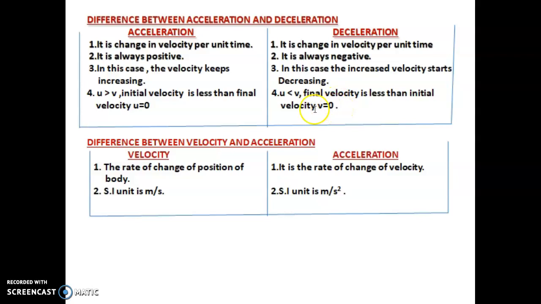Next, the difference between velocity and acceleration. The rate of change of position of the body we call velocity. The rate of change of velocity we call acceleration. So when the position changes, we call it velocity, and when velocity changes, we call it acceleration. The SI unit for velocity is meter per second, and for acceleration the unit is meter per second square.